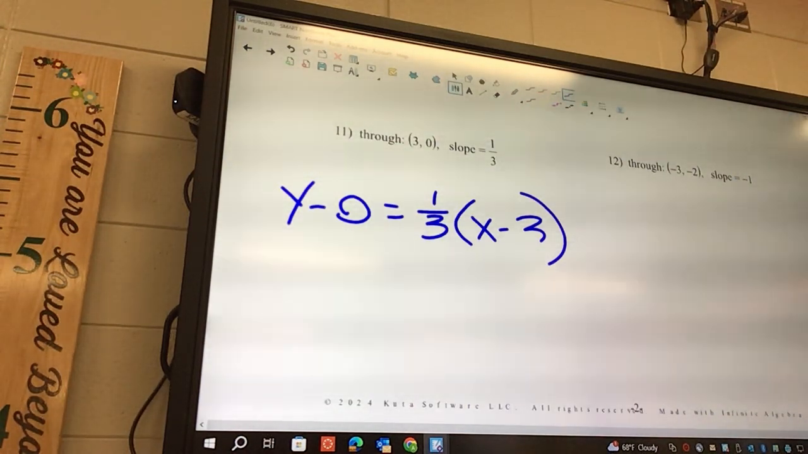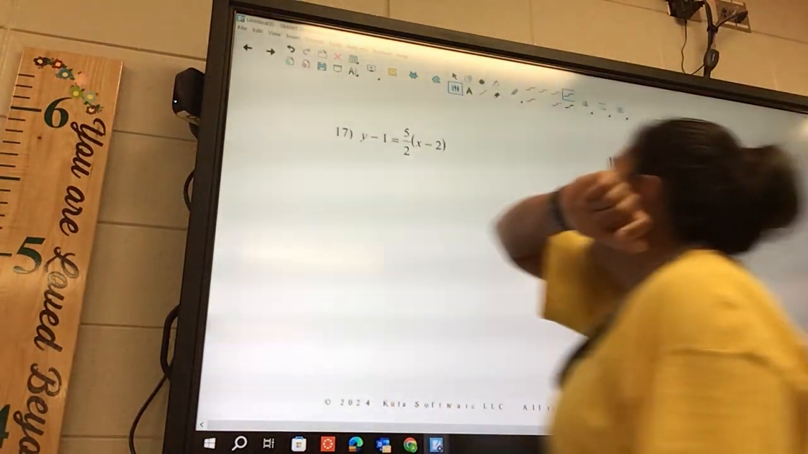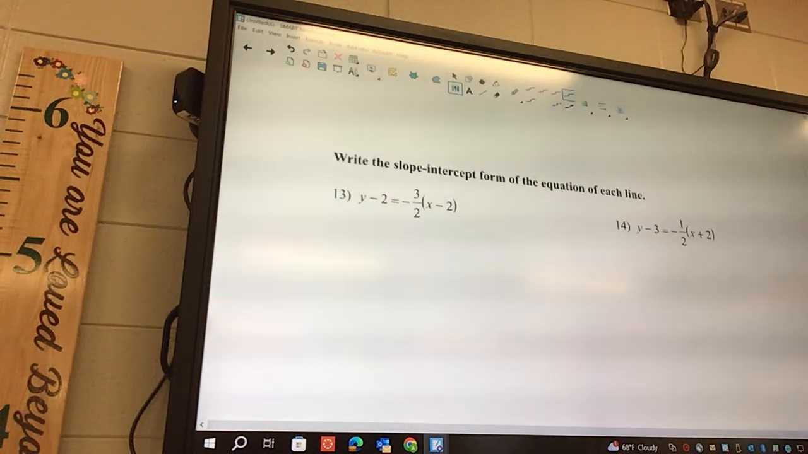Okay, so go to number 13, that's the new stuff. Okay, go to 13, that's the new stuff. Okay, it says write the slope-intercept form. What is slope-intercept form? What's that formula? Y equals mx plus b.